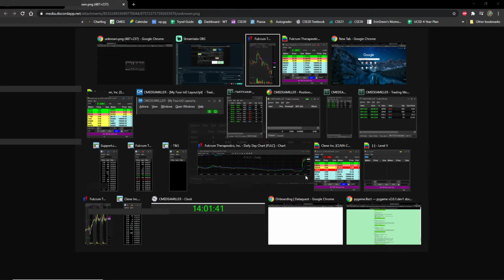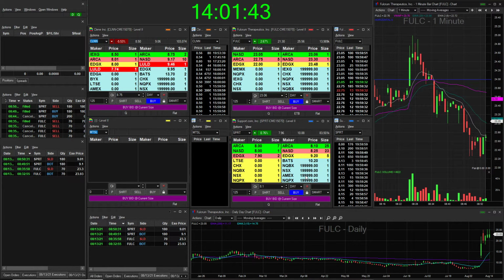The FULC trade is what I'm really bummed out by, because it created some opportunity costs for me later down the line on SPRT, which I'll get into. So here's the FULC trade.